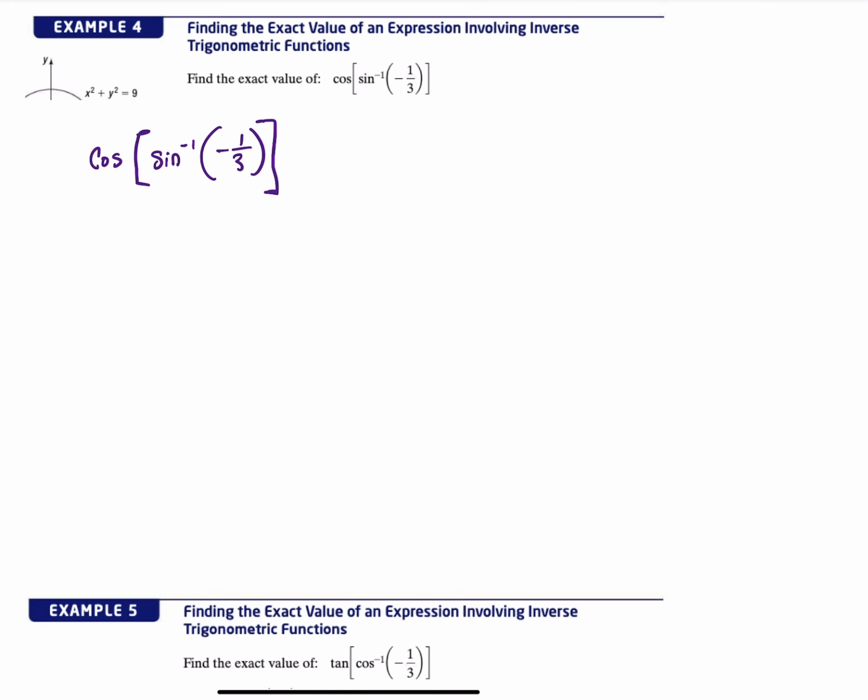All right, so let's go through a similar approach. This inverse sine inside is equal to some angle. I'll just call it theta. And then let's take the sine of both sides. Let's undo the inverse trig function. So -1/3 equals the sine of theta.